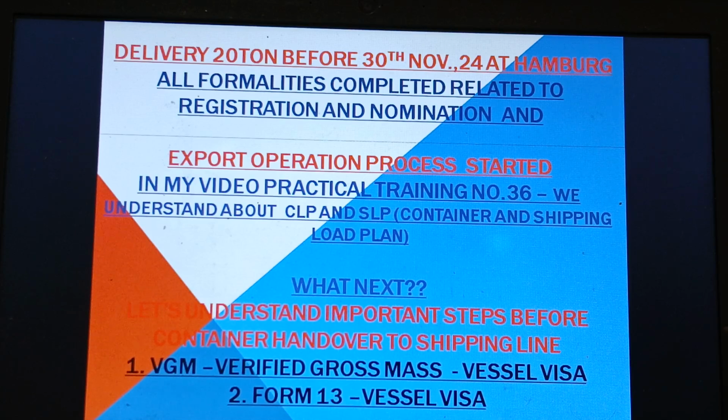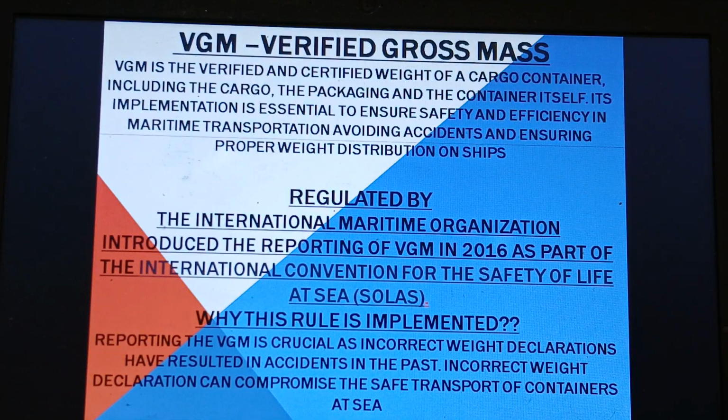So let's go to my next slide. This is the first one, VGM, verified gross mass. What is the definition of VGM? Guys, for your knowledge, I am mentioning the reason because this is the most important thing you need to understand. VGM is the verified and certified weight of a cargo container, including the cargo, the packaging and the container itself. Its implementation is essential to ensure safety and efficiency in maritime transportation, avoiding accidents and ensuring proper weight distribution on the ship.